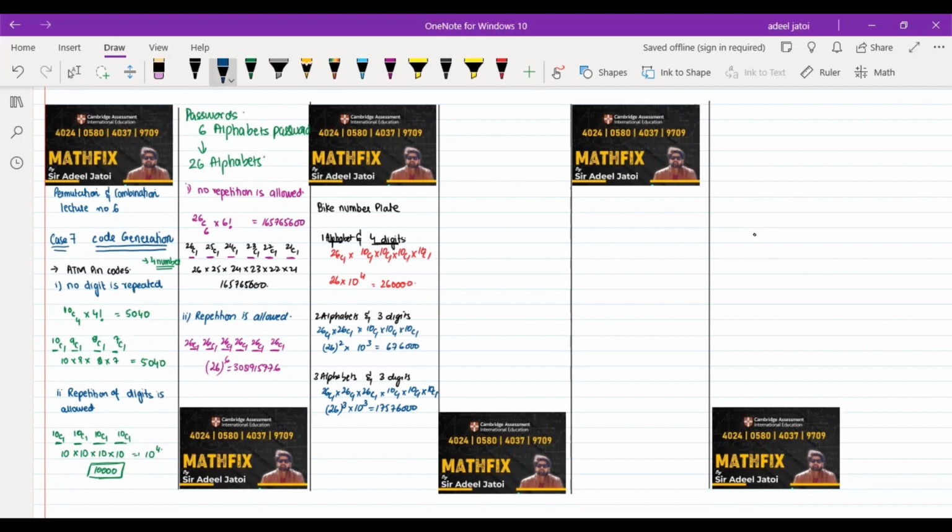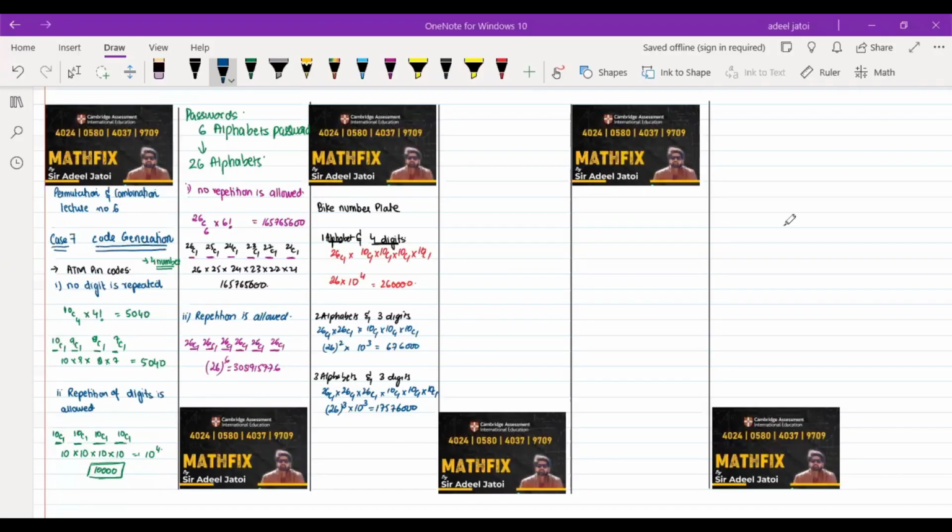That means with three alphabets and three digits, we can make up to 17,576,000 codes. With two alphabets and three digits, we can make up to 676,000 codes. With one alphabet and four digits, we can make up to 260,000 codes. With six alphabets, with no repetition allowed, we can make 165,765,600 codes for passwords. With repetition allowed, we can obviously have more passwords. Similarly, for an ATM PIN, when no digit is repeated, we can have 5040 different options. If repetition of digits is allowed, we can have 10,000 different options.